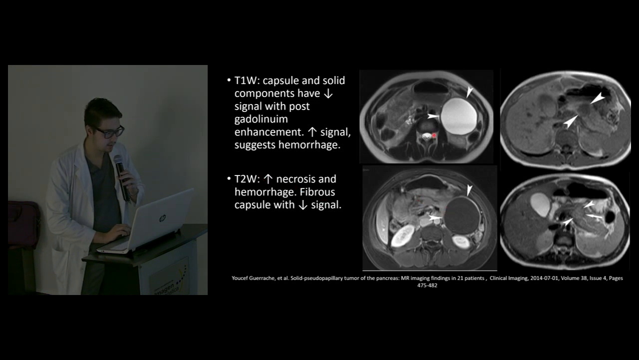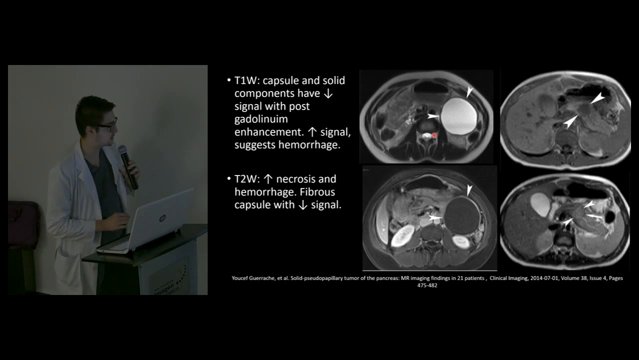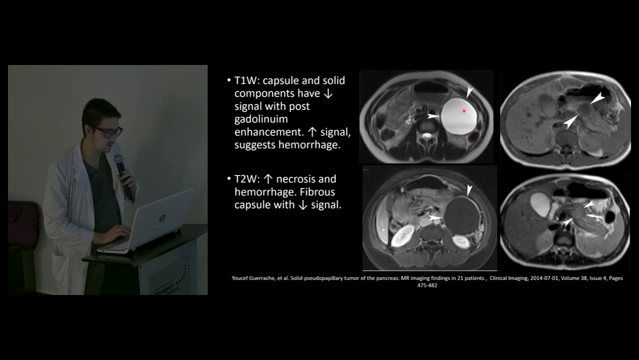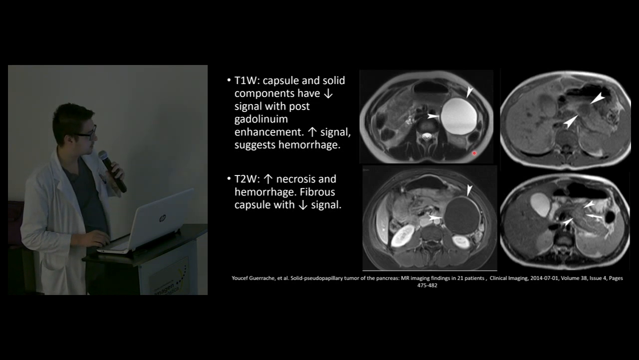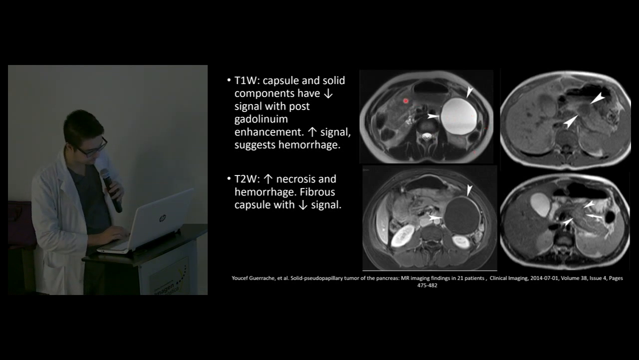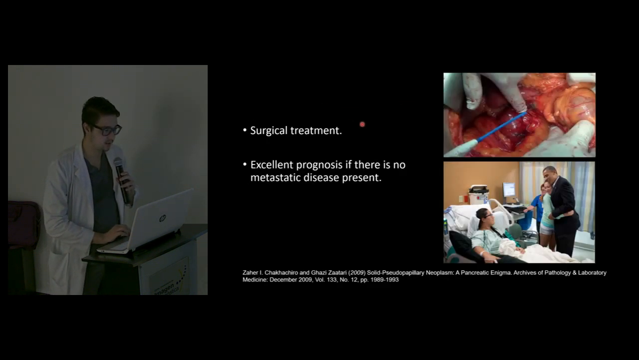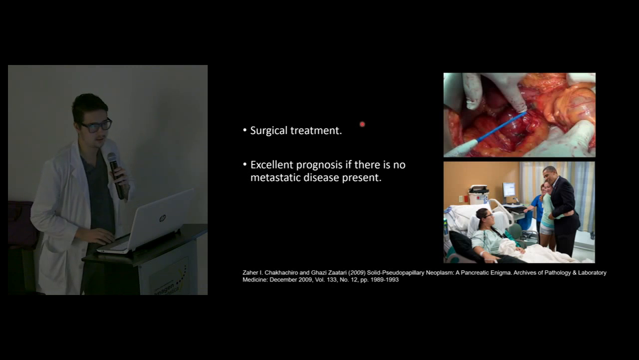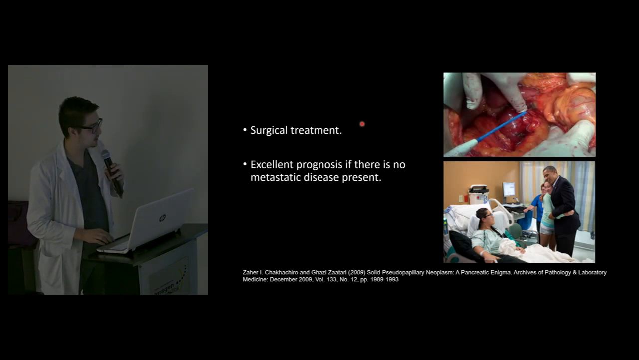Then in T2, the necrosis and hemorrhage will be seen as a high signal, and the fibrous capsule, due to its fibrous tissue components, will be hypointense. It is suggested that for this patient the CT and the MRI are the best imaging studies, but the MRI is a little superior to the CT for characterization of the cystic portion. The treatment is surgical, and if there is no metastatic or malignant invasion or lymphadenopathies, there is an excellent prognosis.